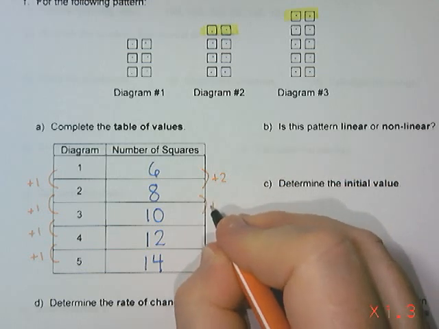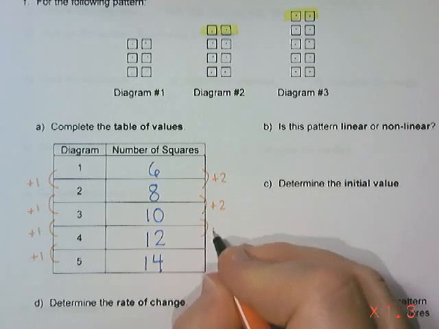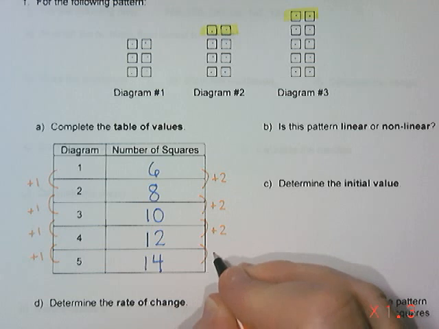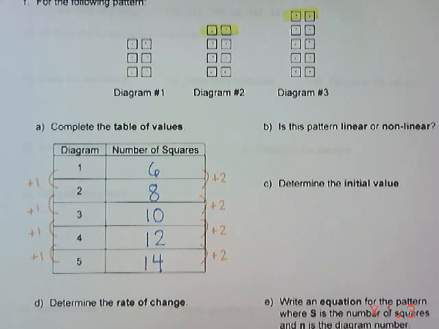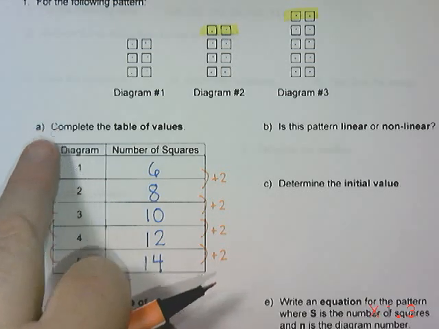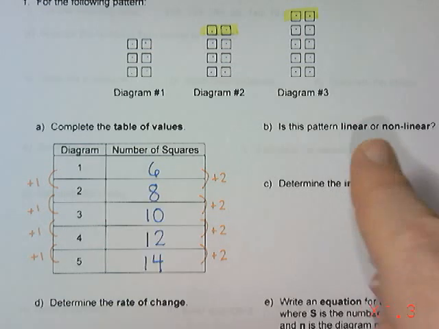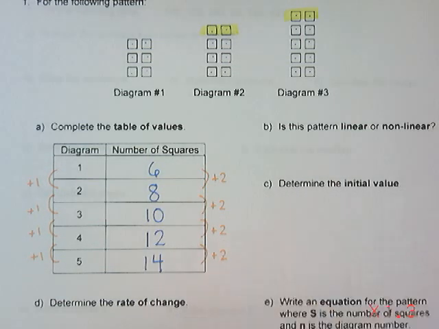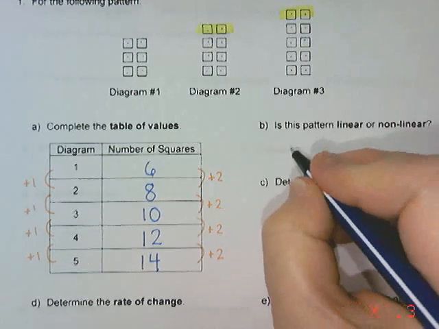From 8 to 10, we added 2. From 10 to 12, we added 2. And from 12 to 14, we added 2. So on the diagram side, we're going up by the same amount every time. On the number of squares side, we are going up by the same amount every time. So I would say that this pattern is linear.